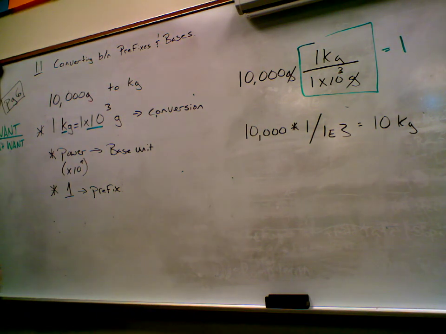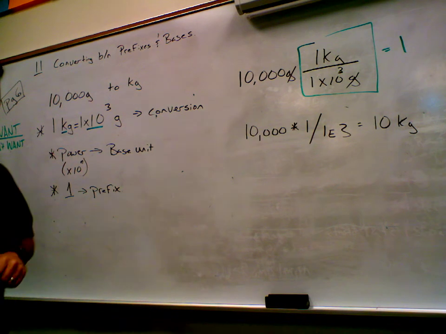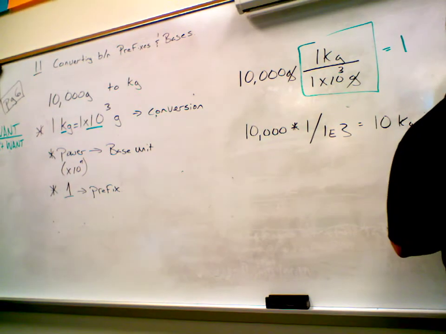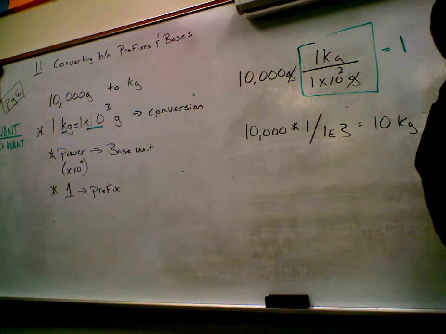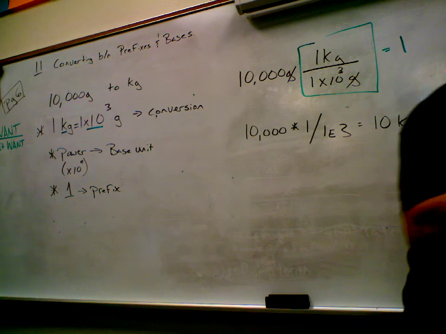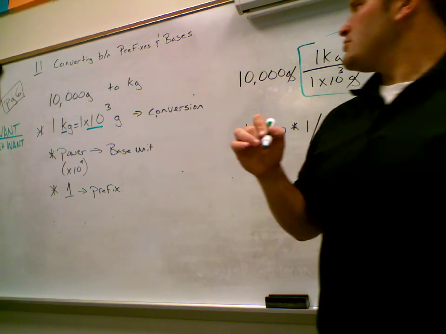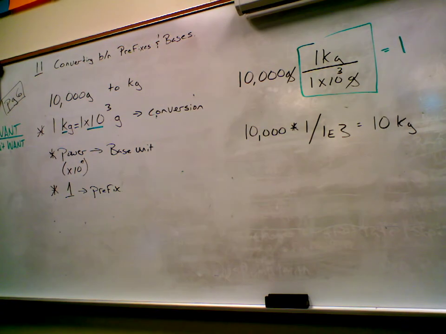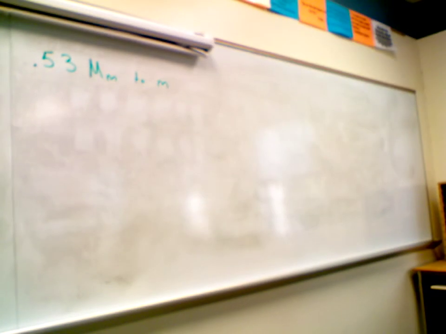Okay. Alright, does that make sense? Would you guys like to try another one? Yeah. Okay. Let's do, I'm just making this up. Not really. Okay, someone give me a number. Any number. 0.53. Okay. Now someone give me a unit with a prefix. Kilogram. We used kilo already. Megameters, okay. So 0.53 megameters to meters.